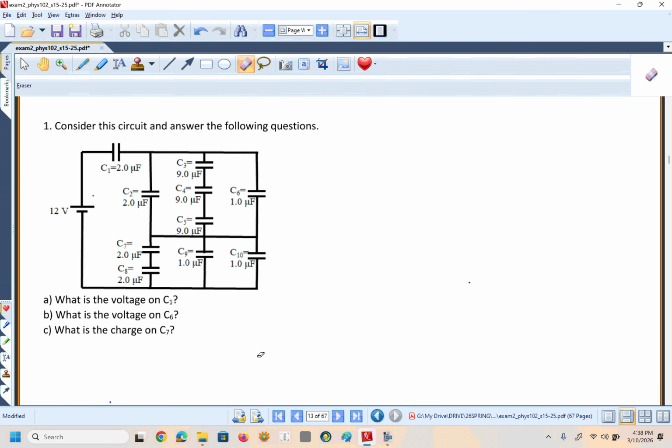But what you want to look for is the junctions. So I start on the big side of the battery, and I come to this capacitor. That's my first capacitor. It's going to be in series. And then I come to a junction here.